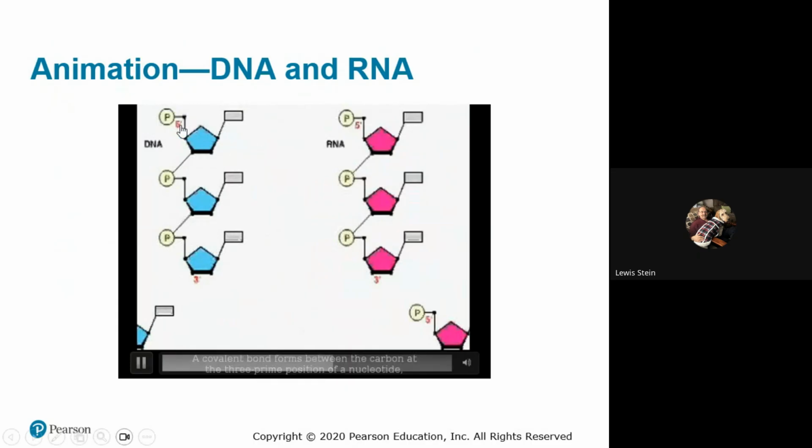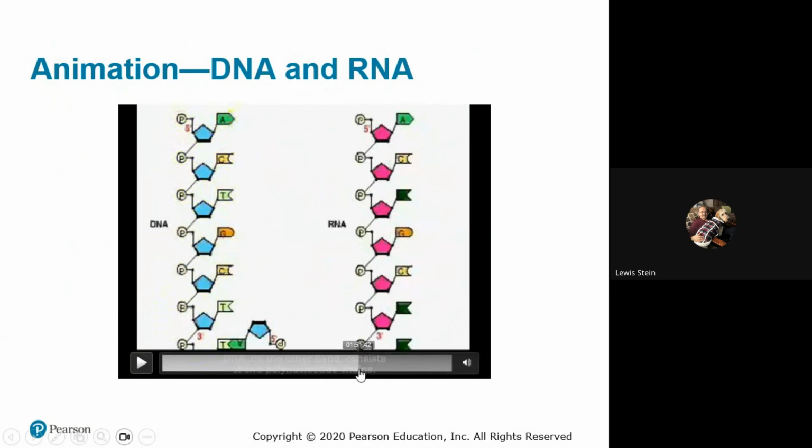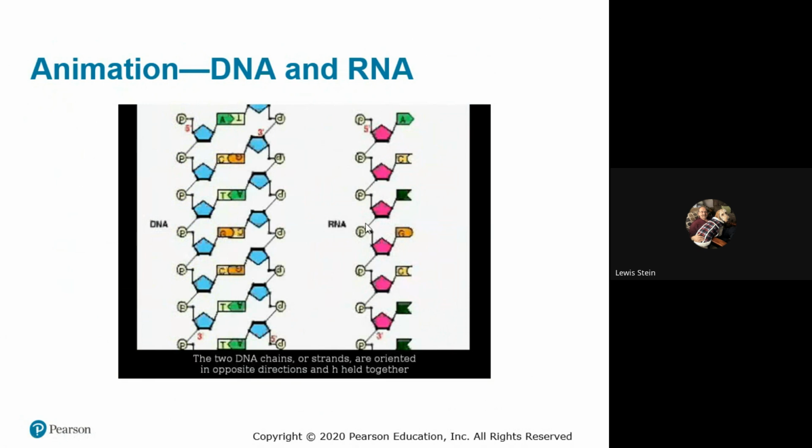We go in directions. There's a 3' position, it's called 3' and 5'. You don't have to know anything about this. She's teaching that stuff. That's cell and molecular biology. And then they assemble it, and this is what I mean by anti-parallel, whereas RNA is single.